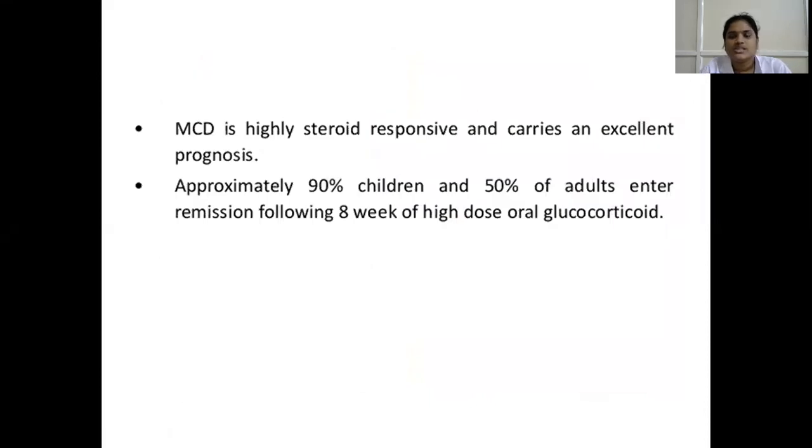So minimal change disease is highly steroid responsive and carries an excellent prognosis. Approximately 90% of the children and 50% of the adults enter remission following 8 weeks of high dose of oral glucocorticoids.